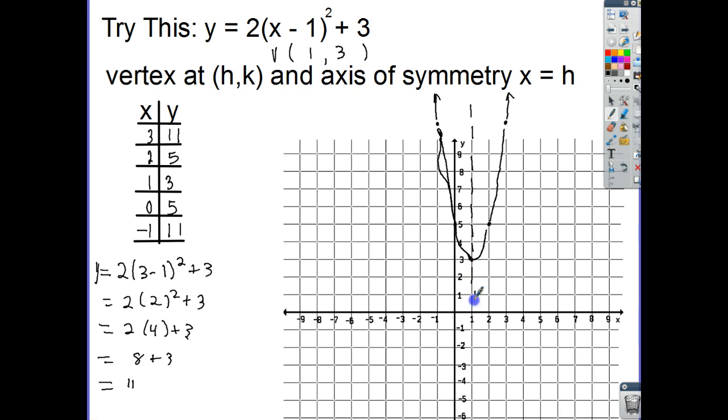Axis of symmetry, we draw it in and we label it. It's x equals 1. Okay? And that's graphing in vertex form.